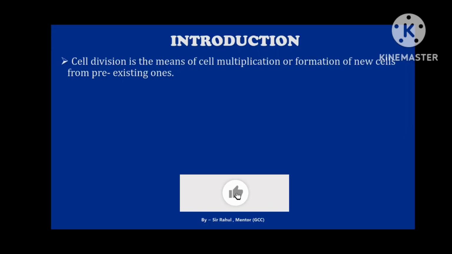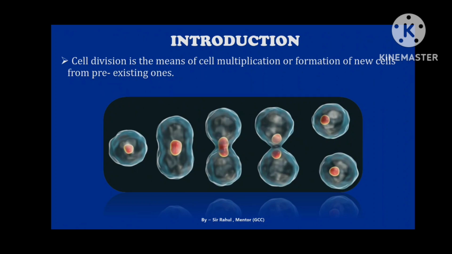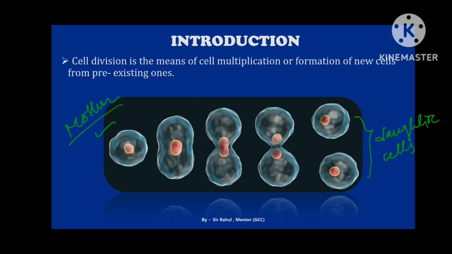Cell division is the means of cell multiplication or formation of new cells from the pre-existing ones. As you can see here in the diagram, this one is the precursor cell or the mother cell. From here, the new cells are formed, or we can say these cells are daughter cells. So, in cell division, the main incident which will occur is the equal distribution of all cellular materials.